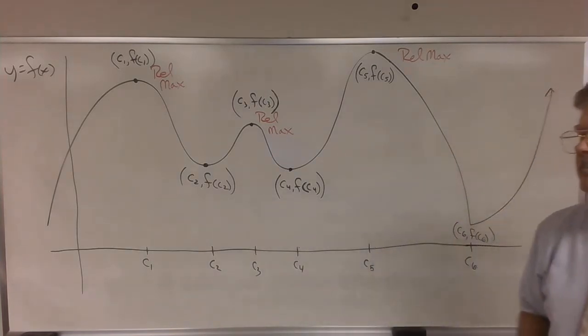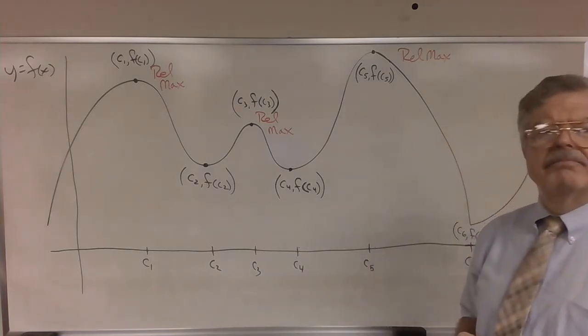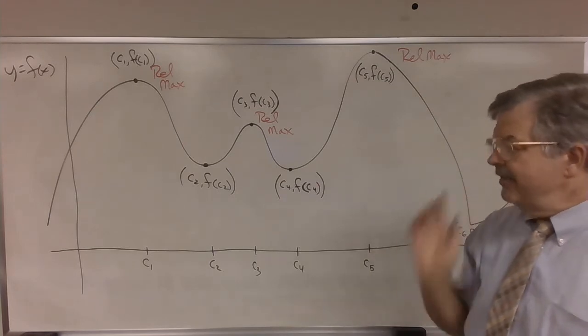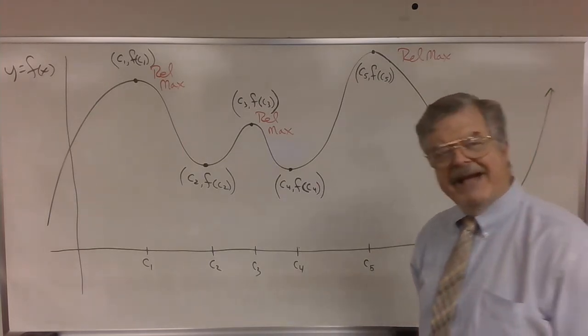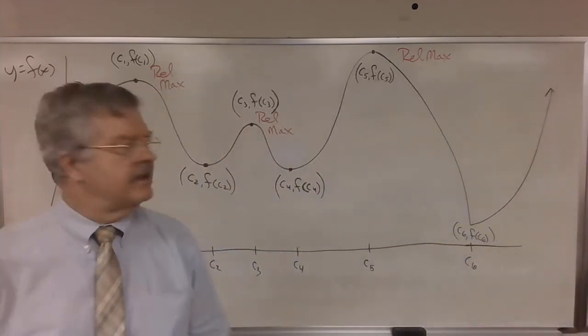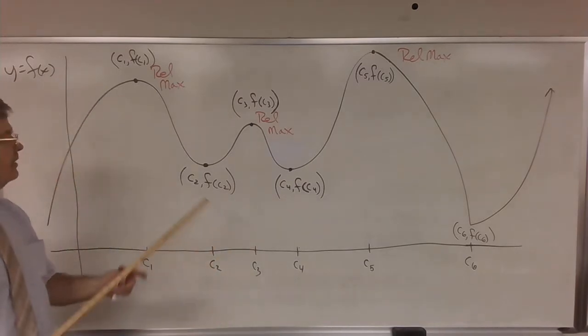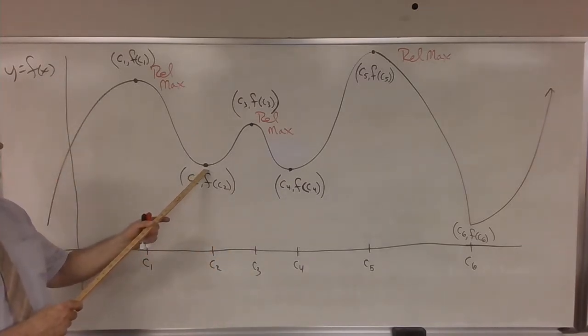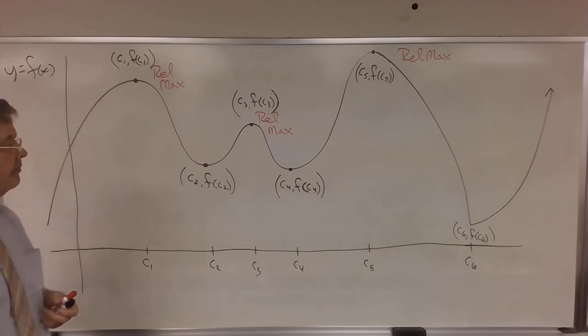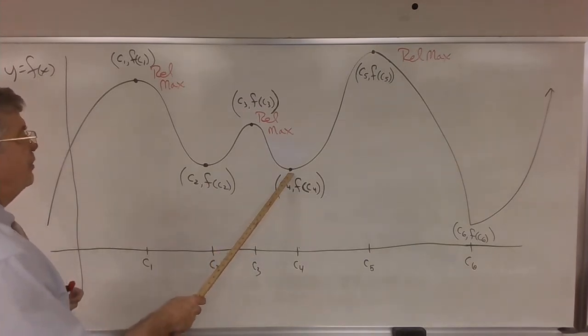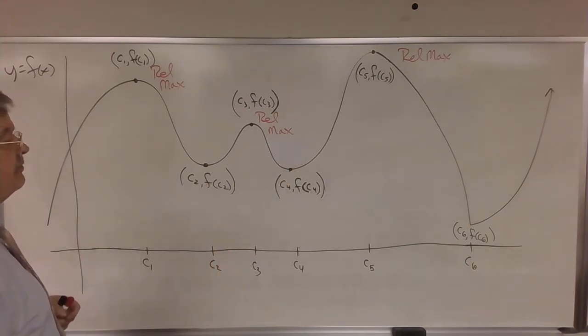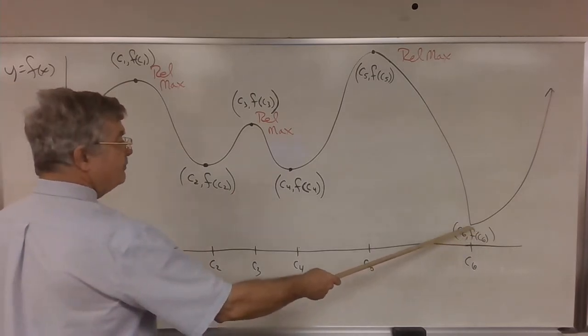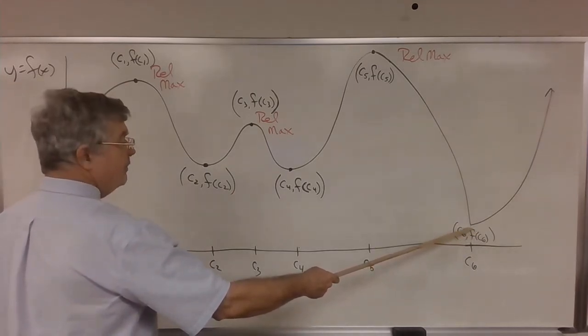Now, what about relative minimums? They'd be the low points or the valleys on the graph. Well, here's a low point. That's a relative minimum. Here's a low point. That's a relative minimum. And over here, here's a low point. Relative minimum.